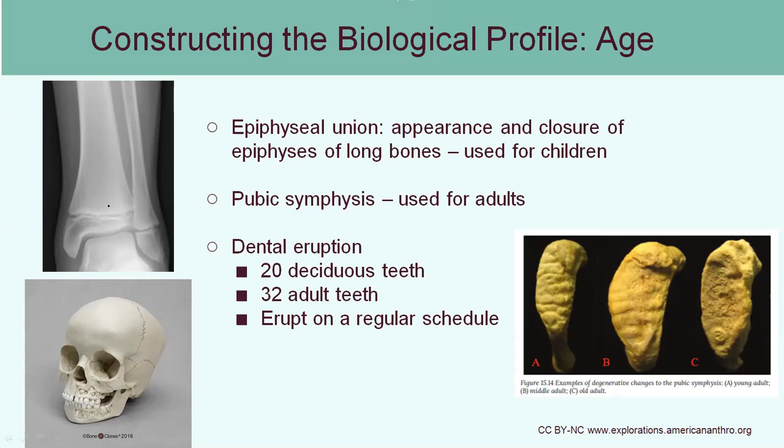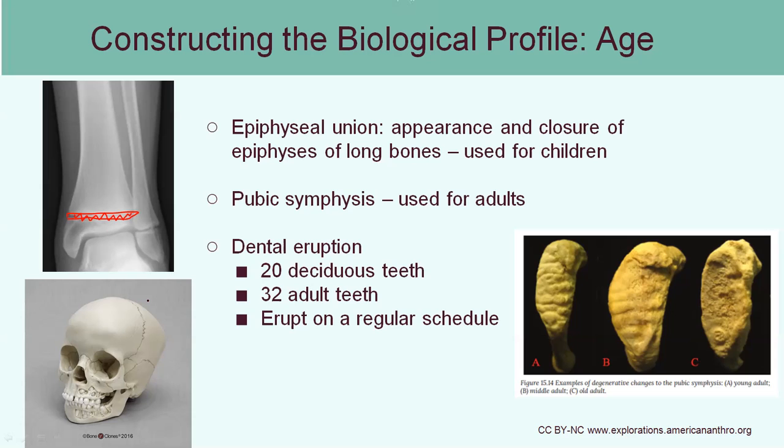So if you take a look at this X-ray on the left, we see this crack right here. That means that this bone, this is actually the tibia of the leg, has not completely fused. That means that there's still the ability to grow here. So this would be a child rather than an adult. In the adult, this would just be one complete bone.